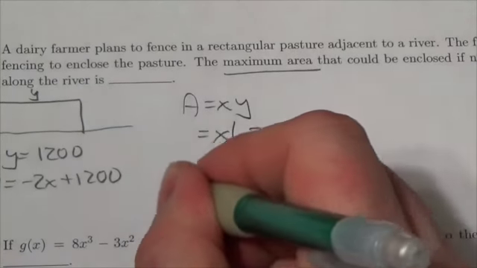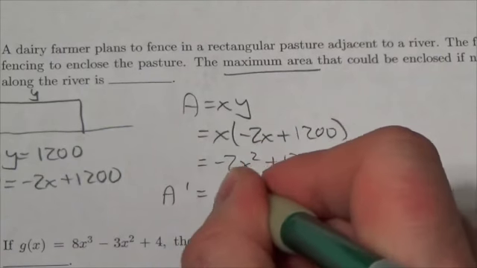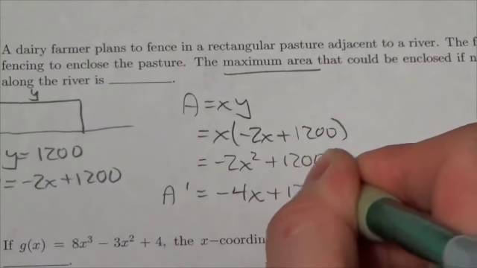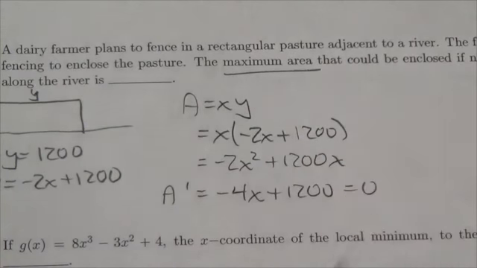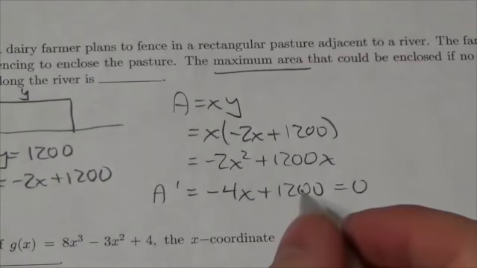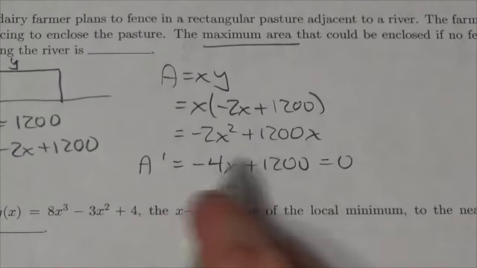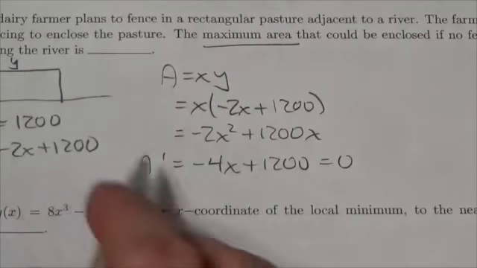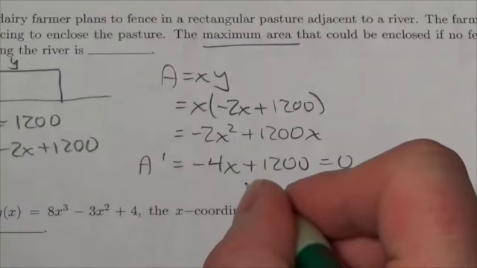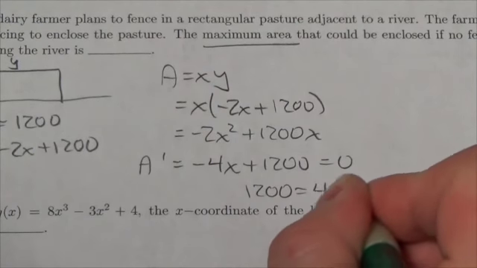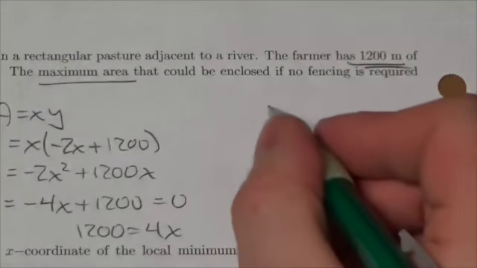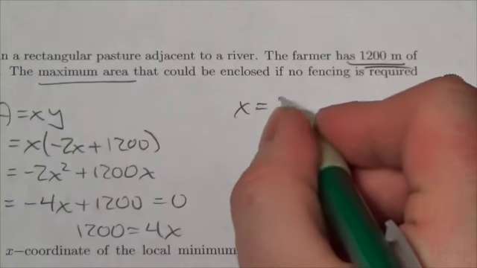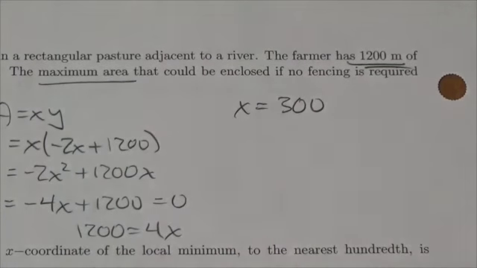So that's the expression I want, so now I'm going to take the derivative, negative 4x plus 1,200. We're looking for critical numbers, so I'm going to set that equal to 0. It's not undefined anywhere, and the domain is all real values, although not everything makes sense here. So then I'm going to solve for that, so 1,200 is equal to 4x, and so quick division there, x is equal to 300.